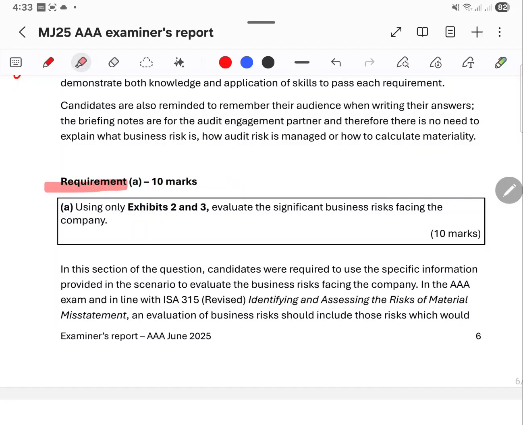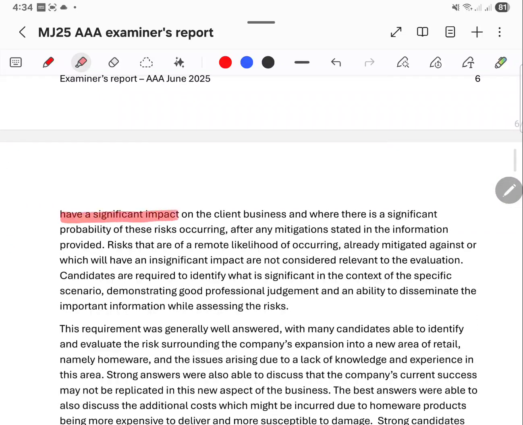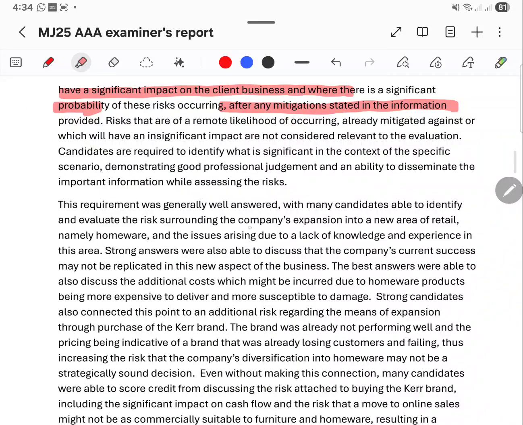So, requirement A, 10 marks. Using exhibits 2 and 3, evaluate significant business risks facing the company, 10 marks. In this question, candidates were required to use the specific information provided in the scenario to evaluate business risks facing the company in Triple Exam, in line with identifying and assessing the risk of material misstatement. Evaluation of business risk should include those risks which would have a significant impact on the client business and where there is significant probability of this occurring after mitigation stated in the information. This requirement was generally well answered.